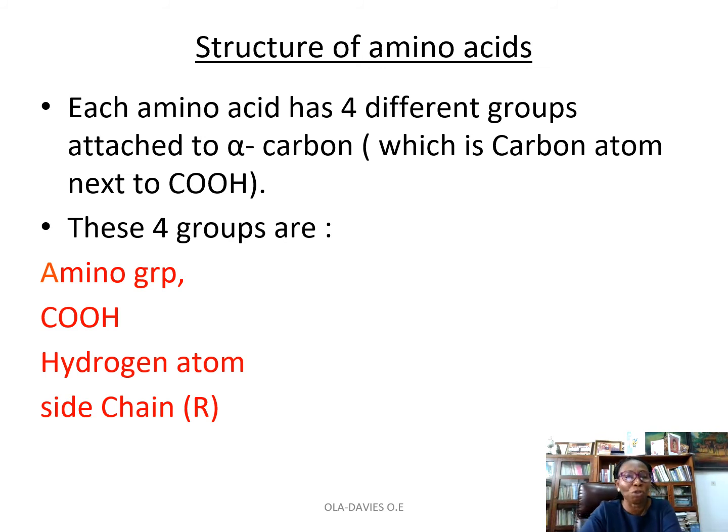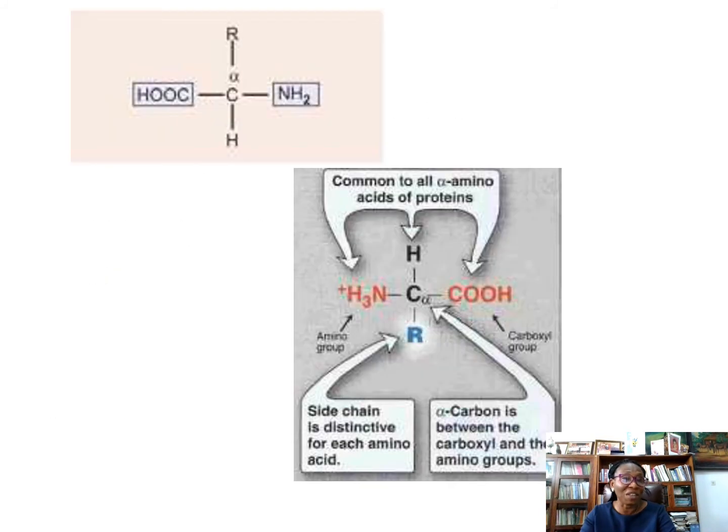Now, quickly going to the structure of amino acid. Don't forget we said basically it's made up of the amino unit, which is the basic unit, and the carboxyl unit, which is the acidic unit. But then we can say that an amino acid has 4 different groups attached to the alpha carbon. The alpha carbon is the carbon that is next to the carboxyl group. These 4 groups are the amino group, the NH2 group, the carboxyl group, the COOH group, the hydrogen atom, and the side chain. The side chain is the R, and the side chain could actually be anything.